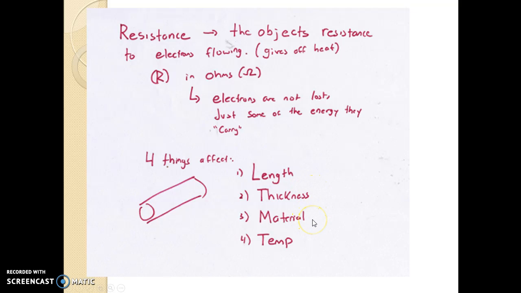Material. You could probably imagine the more conductive or the more metallic it is, the better it flows. Making a wire out of hair, not much flow. Also really smelly. And finally, temperature. The hotter it is, the less flow. So the hotter it is, the more resistance there is.